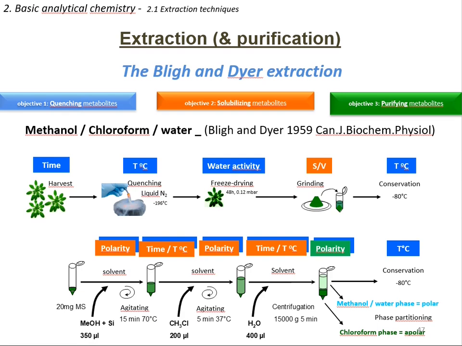Then comes the extraction per se. So you weigh a fixed amount of plant material and add methanol, including an internal standard. I will explain that later. So a certain volume, and you can agitate during 15 minutes at 70 degrees. So here the temperature is meant to degrade and precipitate the proteins, especially the enzymes. So it's a way to remove the proteins and to stabilize the sample by denaturing the proteins.